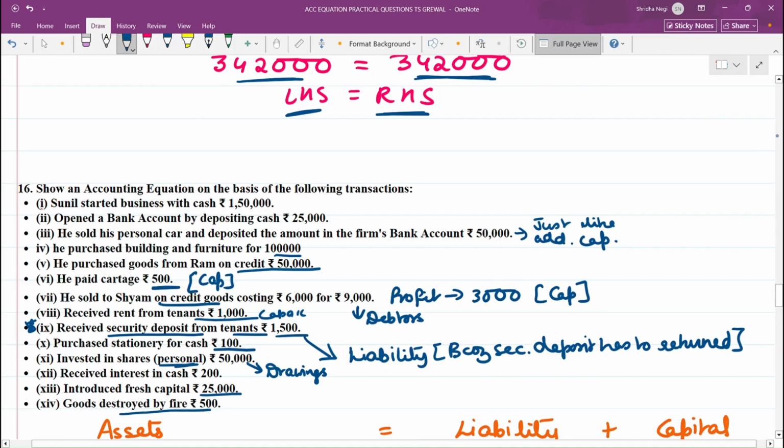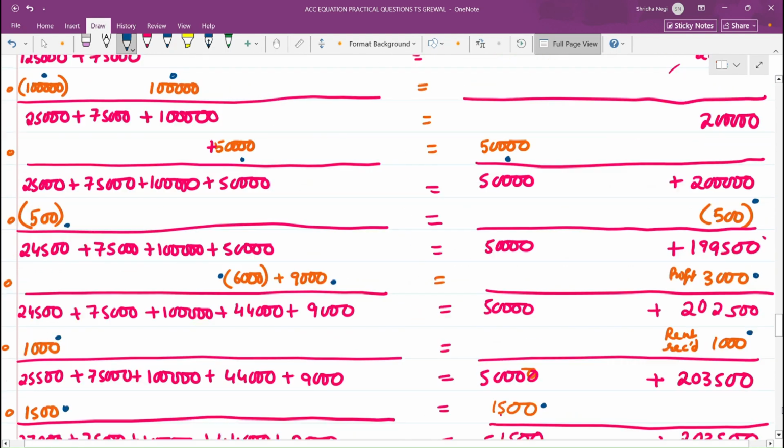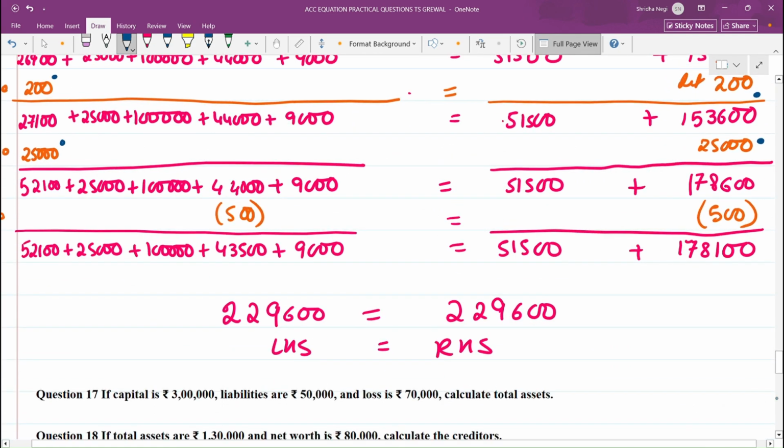Goods destroyed by fire, 500. So it's a loss and it will affect the capital account. Goods have been destroyed, so your goods will go down by 500. This is stock; we will reduce 500 from stock, and from capital also we will reduce 500, because it is a loss.